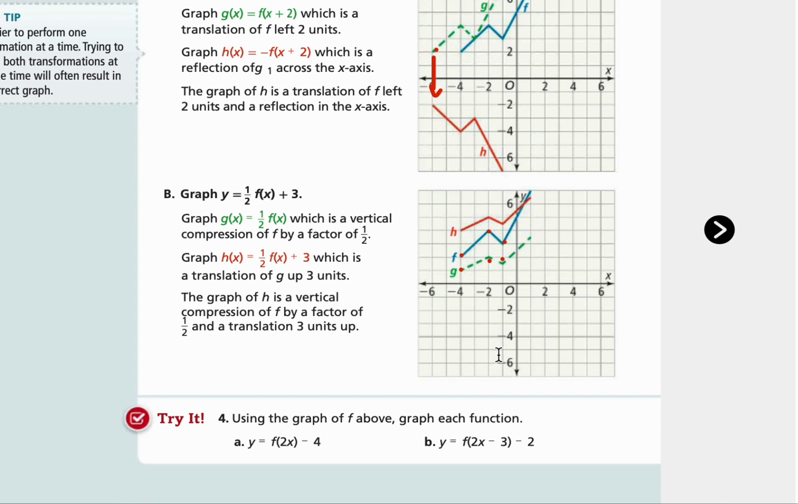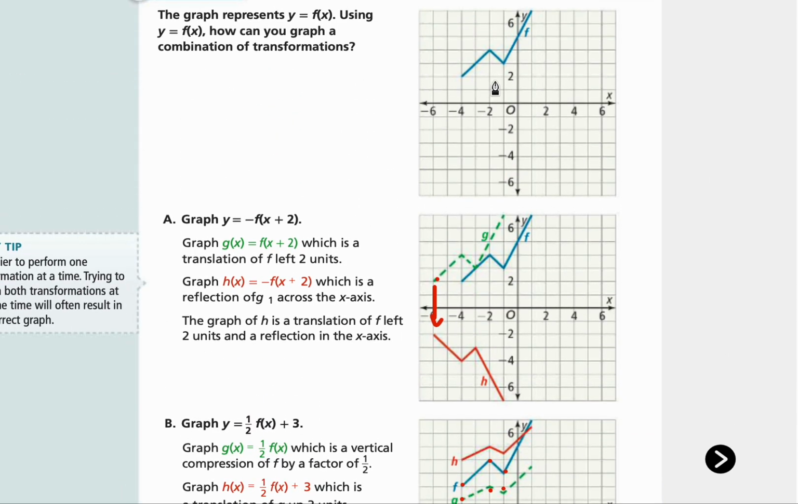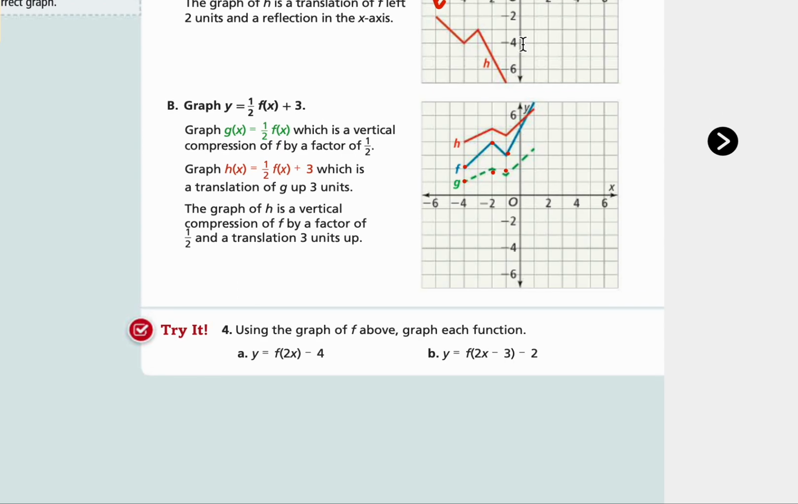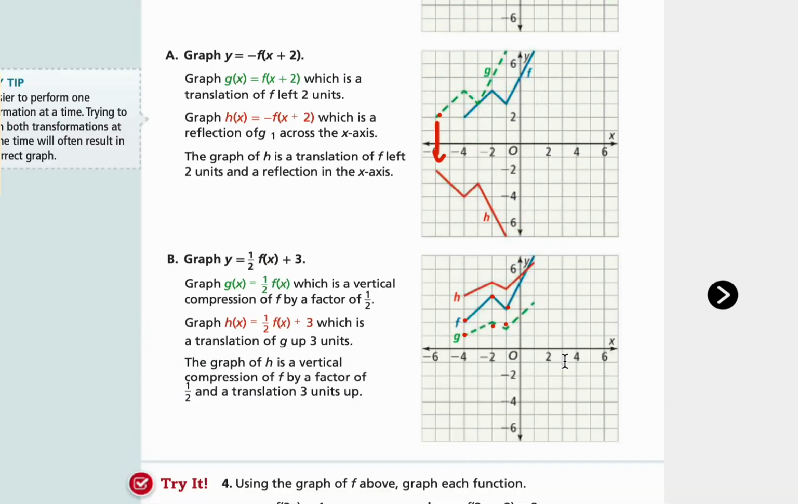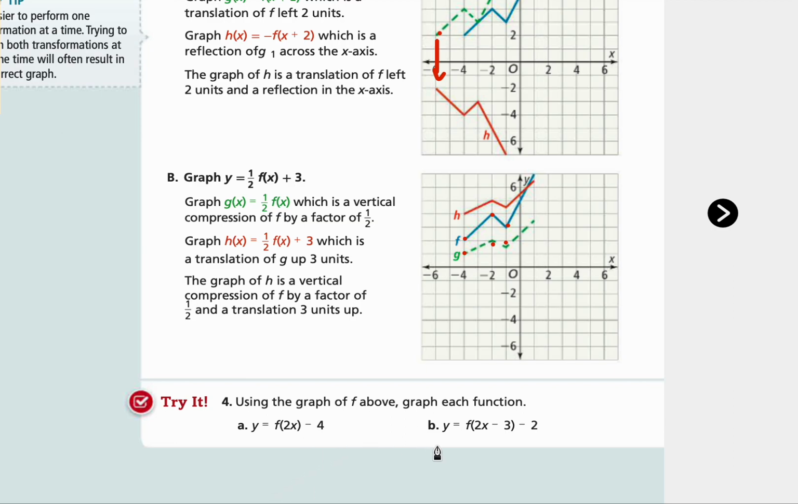All right, so now it's your turn. Try number 4 using the graph of f above. So again, you can use the graph of f here. You're going to graph each function. Y is equal to f of 2x minus 4. Y is equal to f of 2x minus 3 minus 2. So pause the video and graph f, and then graph each transformation. Okay, are you ready?